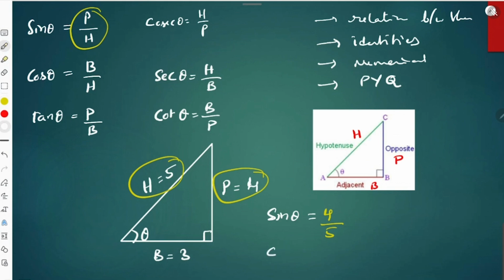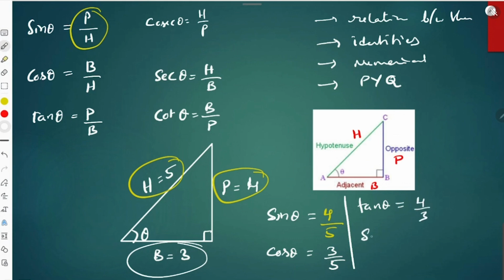And what about cos theta? Base by hypotenuse. It is 3 divided by 5. And similarly, tan theta, perpendicular by base, 4 by 3. And similarly, we can calculate cosecant. Cosecant theta is just the reciprocal of the sine, so 5 by 4. Secant theta will be the reciprocal of cos, that is 5 by 3. And the cot will be the reciprocal of tan, that is 3 by 4.